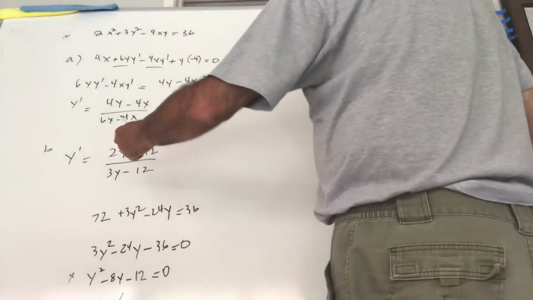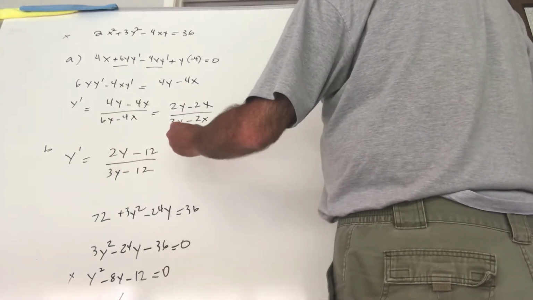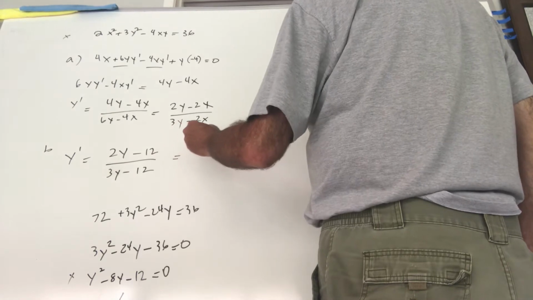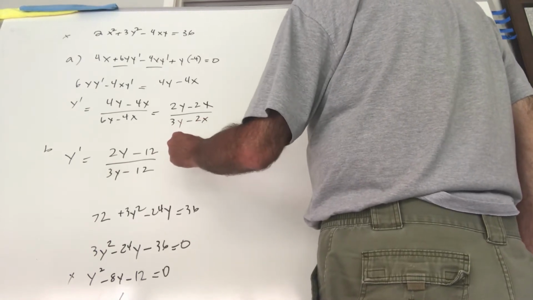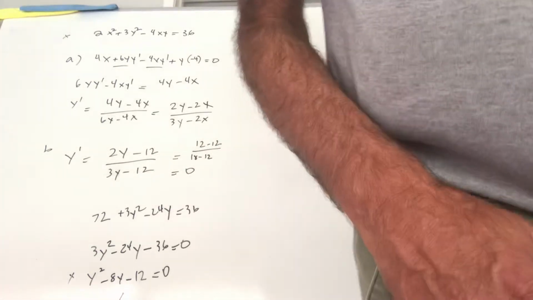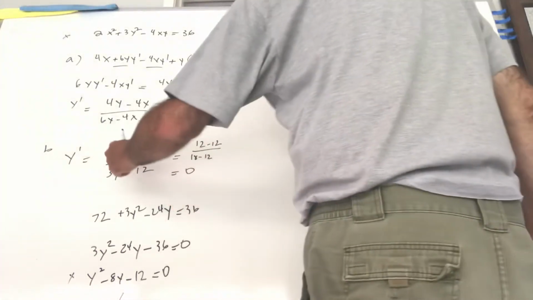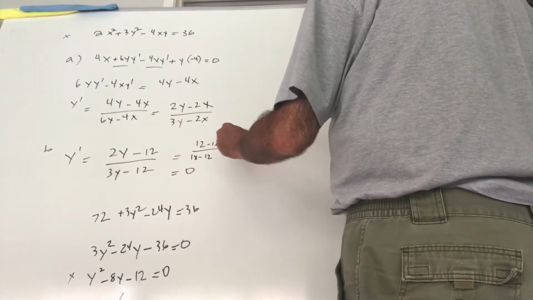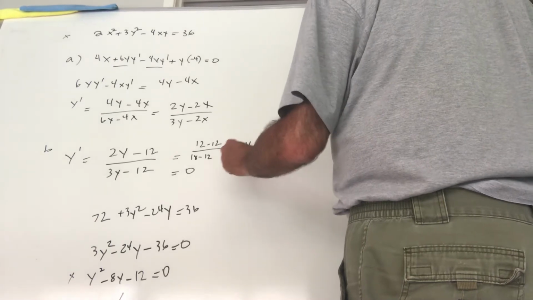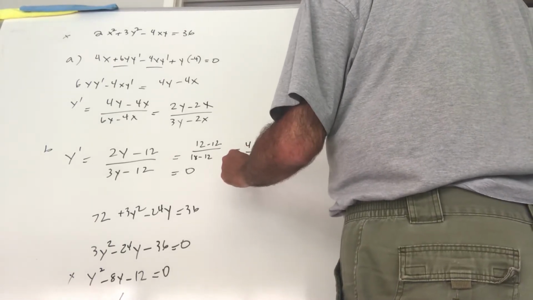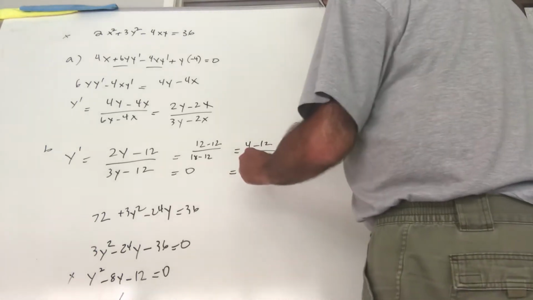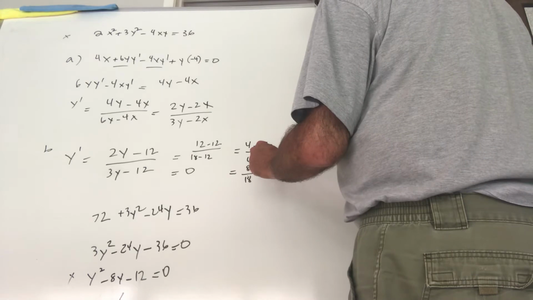So if I put 6 in here, that's weird. I get 12 minus 12 over 18 minus 12, which is 0. That doesn't seem right to me. I guess it is. 0. And then if I put 2 into here, 4 minus 12, 6 minus 12, 8 over 18. That doesn't seem right. 8 over 18 is 4/9.